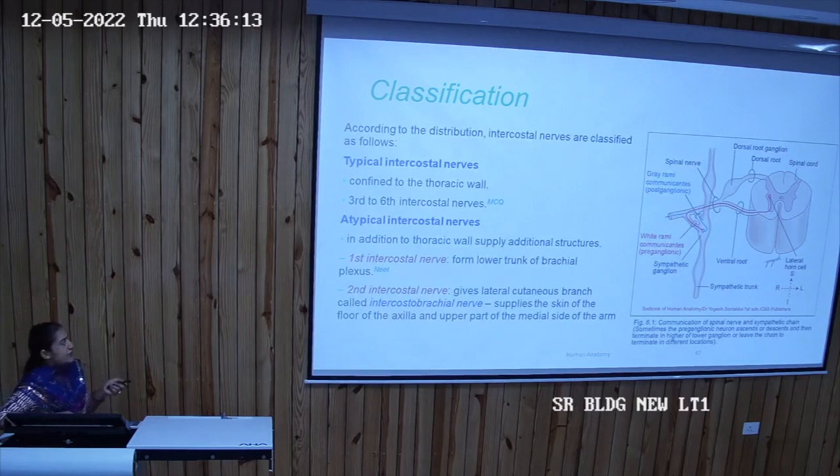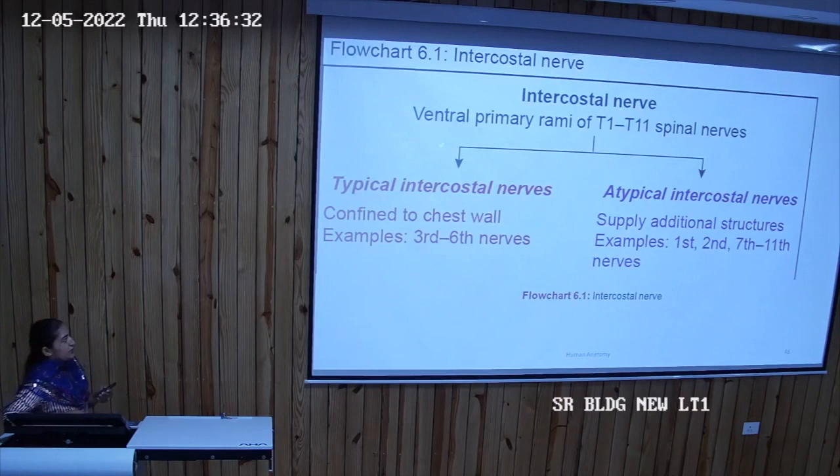Other than this, the 7th, 8th and 9th intercostal nerves supply the region of the abdomen, so they are involved in addition to the thoracic wall. This is the summary of the intercostal nerves. They are the ventral rami of the T1 to T11 spinal nerves. Typical intercostal nerves are confined to the chest wall, the third to sixth nerve or third to sixth intercostal space. The first, everybody knows, is a part of the ventral rami and of the brachial plexus.